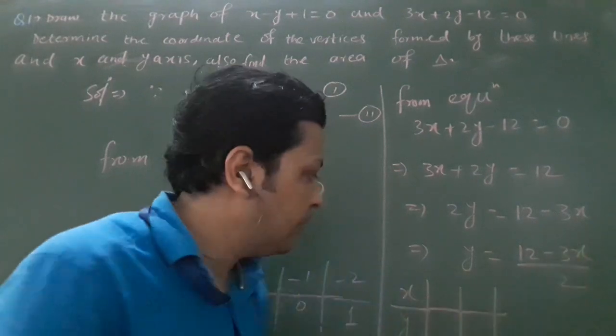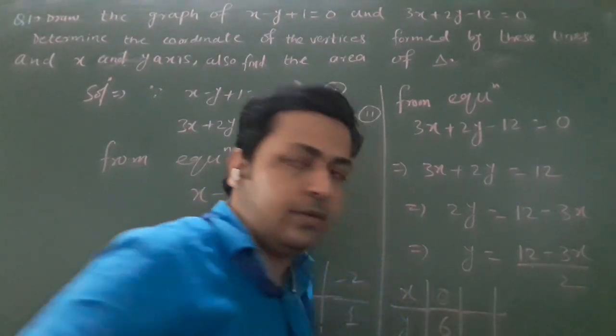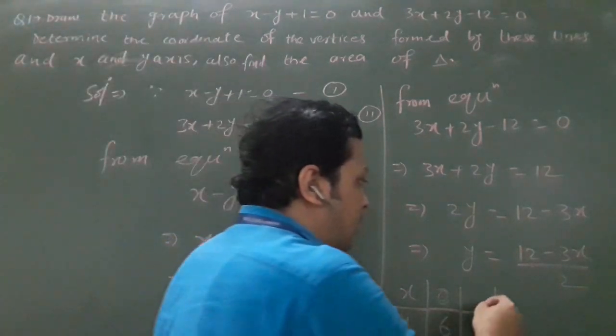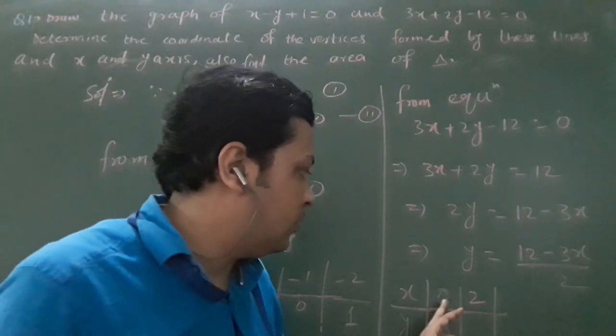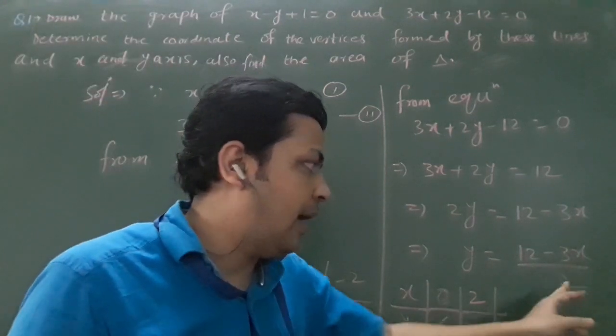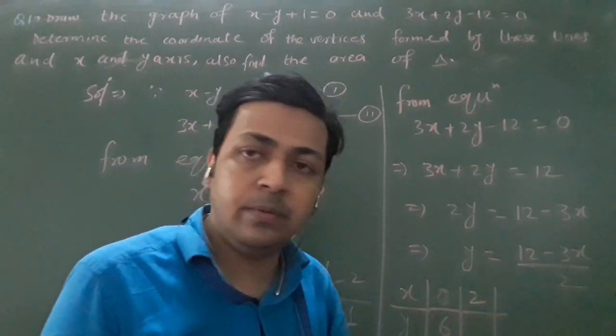If x is 0, then that term 3x will be 0 and 12 divided by 2 will be 6. If x is 2, for the second value you can take the first value 0 and add 2, 0 plus 2 will be 2, or you can subtract, 0 minus 2 will be minus 2.